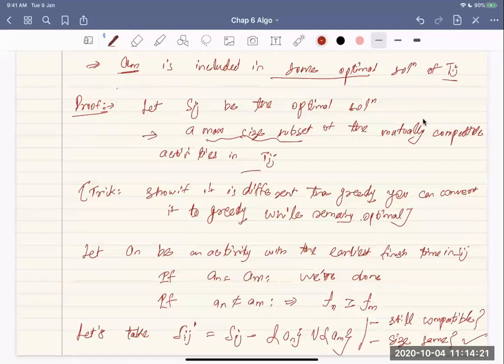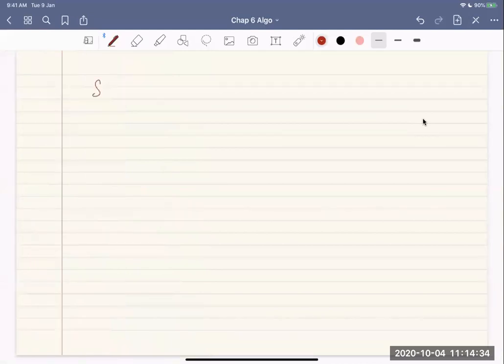What I did, I removed An, and An has a larger finish time. Yes, An had the smallest finish time in Sij. So Sij would look like An will come first, then something else, something else. Now what I'm trying to do, I'm replacing it with another activity that has a smaller finish time.